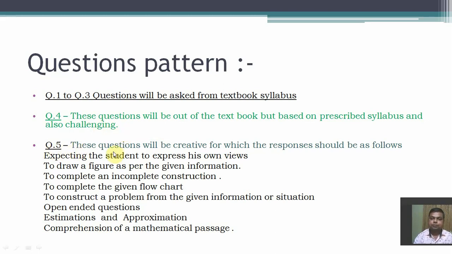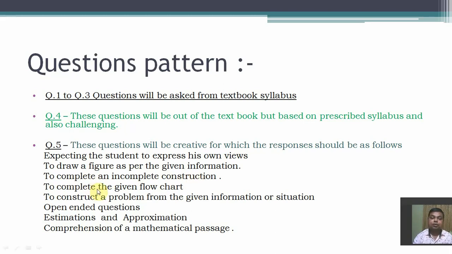Question number 5. These questions will be creative, for which the responses should be as follows: expecting the student to express his own views. Here some statistical data is given, for example you calculated mean, median, mode. From that you have to express what the mean value shows about the data. To draw a figure as per the given information, for example, construct a tangent to the circle, construct a perpendicular bisector, angle bisector, like this. To complete an incomplete construction, suppose the construction of a similar triangle is given incomplete, the remaining portion you have to complete.